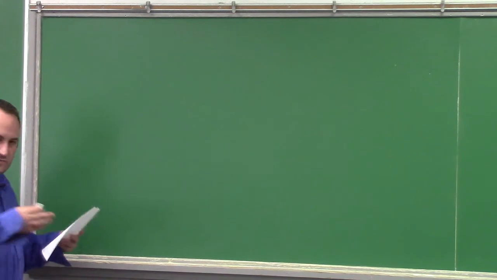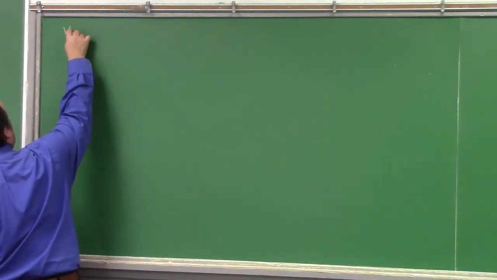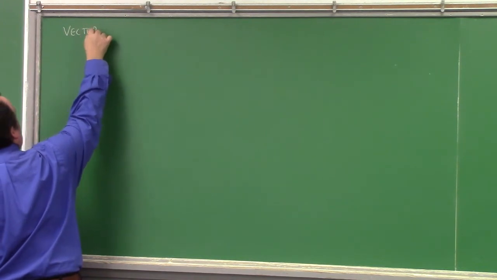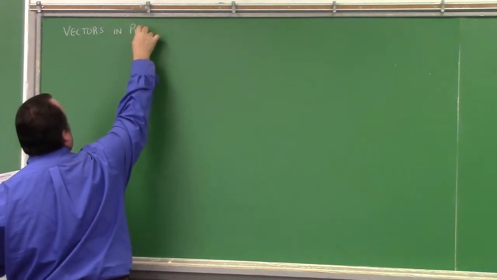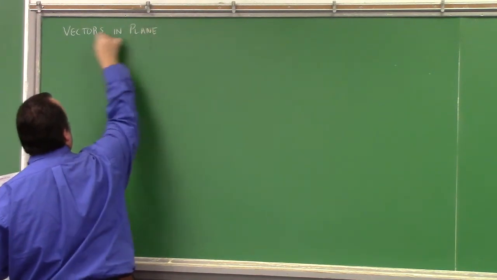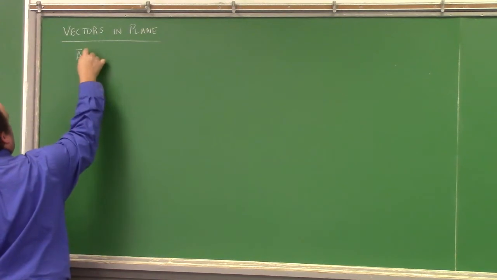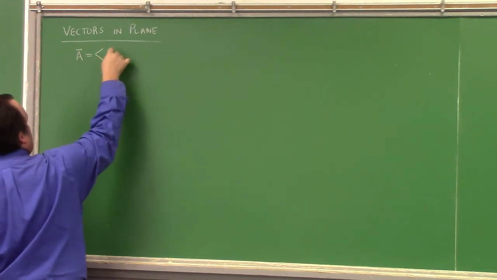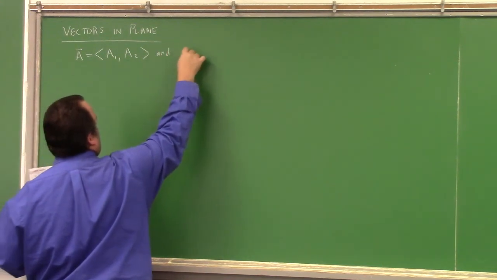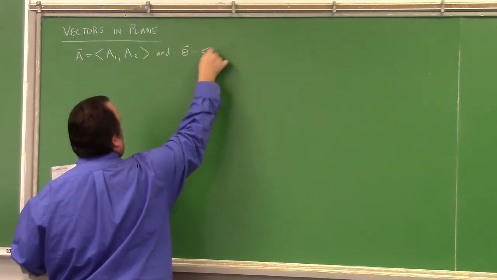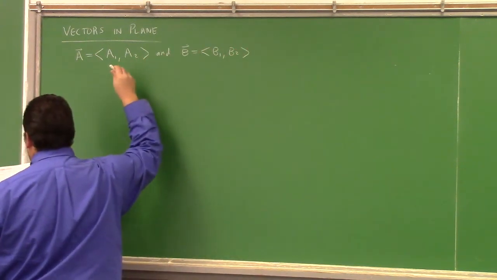So let me just reiterate what we did last time. We talked about vectors in the plane, in other words, two-dimensional vectors. And we said if you had A equal to, say, A1, A2, and B equal to B1, B2, then what?